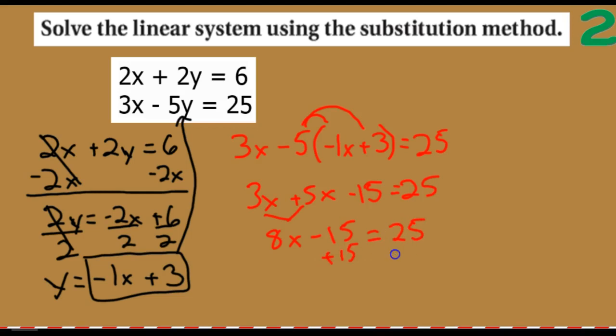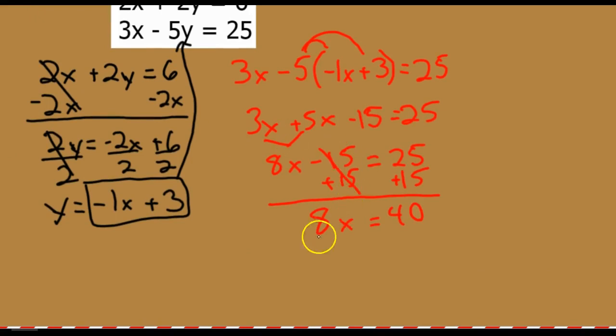Add 15. And we get 8x equals 40. So we solve for x by dividing by 8. And our x equals 5.